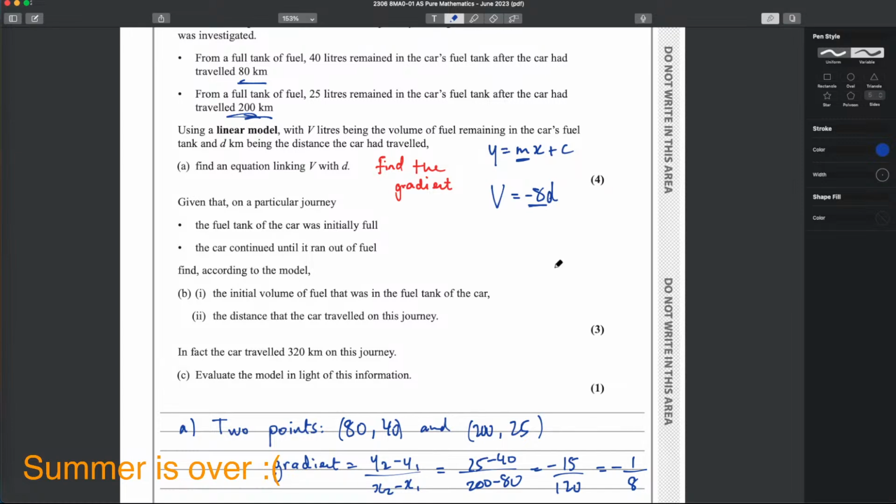Given that, on a particular journey, the fuel tank of the car was initially full, the car continued until it ran out of fuel. Find, according to the model, the initial volume of fuel that was in the fuel tank of the car. Wait! Wait! You're telling me this now? Huh?